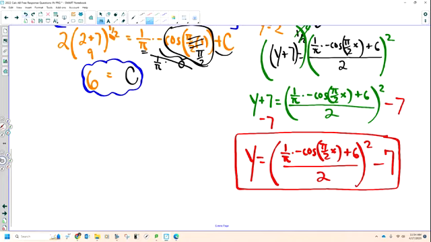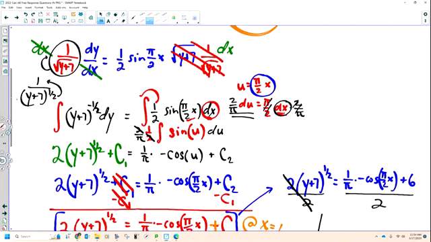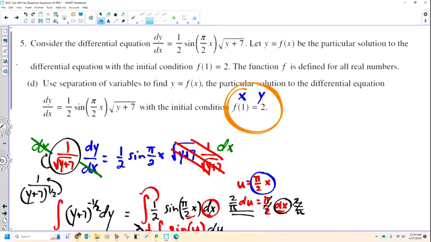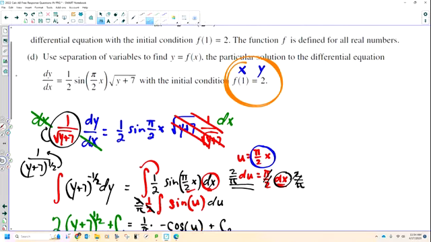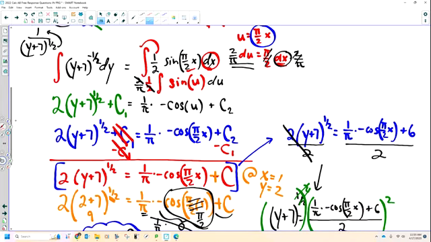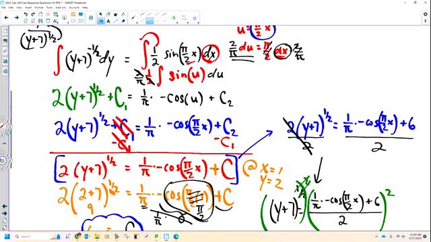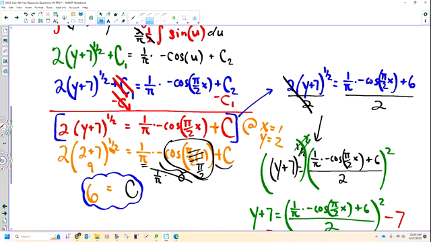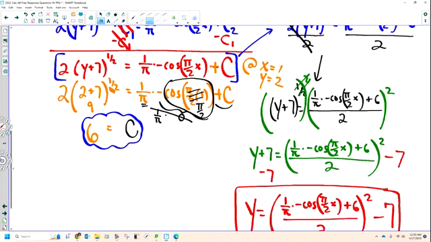5A, 5B, and 5C were pretty simple, so I knew 5D was going to be some sort of work here. And that was a lot of work. I ain't going to lie. We had to get the dy and y's alone, the dx's and x's alone. We had to integrate both sides. We actually used u-substitution. We came up with an equation that had a c in it. We solved for that c and got 6. Put the 6 in for c on the right side in blue, and then simplified. Just got the y alone. And when everything was all said and done, that's what we got.